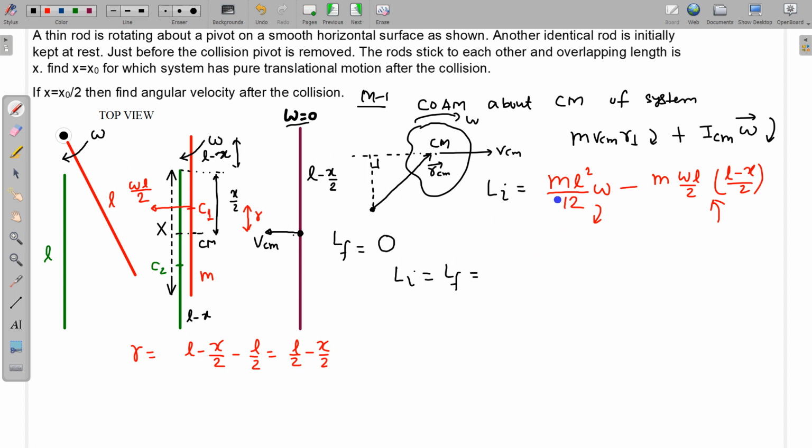So from L initial equal to L final, you can just keep this 2, omega will be cancelled, m will be cancelled, and you will get the answer easily. X is equal to L by 3. So this is the answer for the first part.